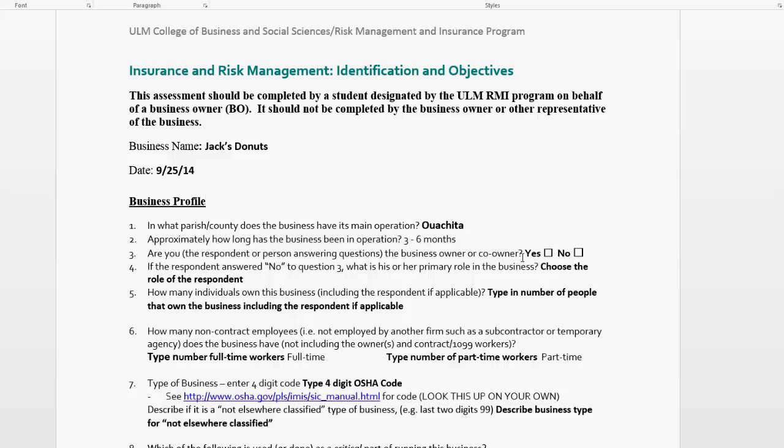Just to pause for a minute, this first page is going to take me a while to get through, but after we get through the first page, I'll move past a lot of these questions without needing to explain them.